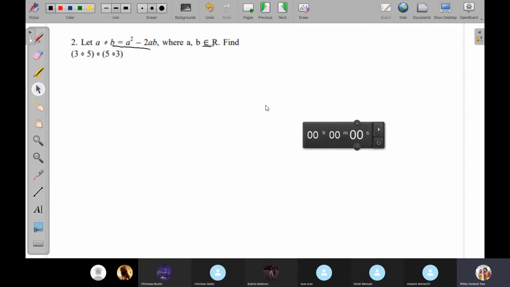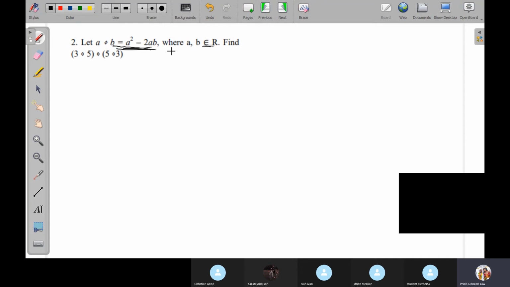Okay, so what answer did you obtain? Okay, so let's do it together. Now, with this question, as we learned early on, dealing with binary operation means 2 elements or 2 entries need to work at a time. So first, we need to consider the first parenthesis.